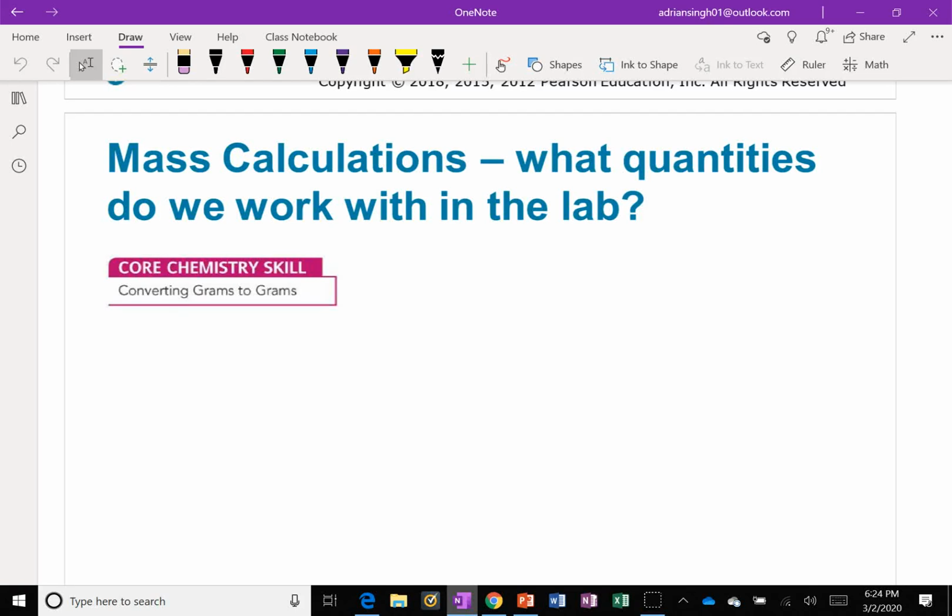That chemical equation, we're going to have to figure out a way to convert the amount that we use in the lab, which is grams, to the amount we see in the equation, which is moles. Can you convert grams of something to moles of something?